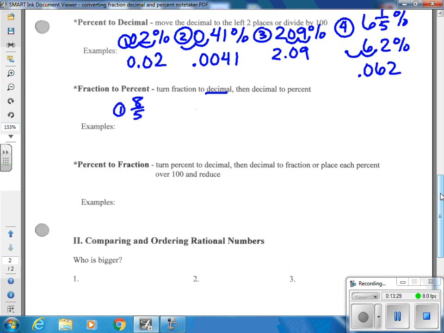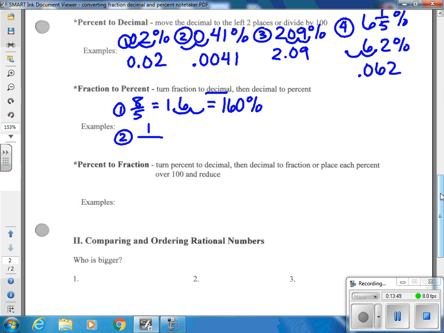We want to turn that to a decimal, so 8 divided by 5 is going to give us 1.6. And then to make a decimal into a percent, we're going to move it 2 places to the right, which gives us 160%. So our final answer is 160%, okay, but you had to go through the decimal to get there. So number 2, we're going to try the same approach.